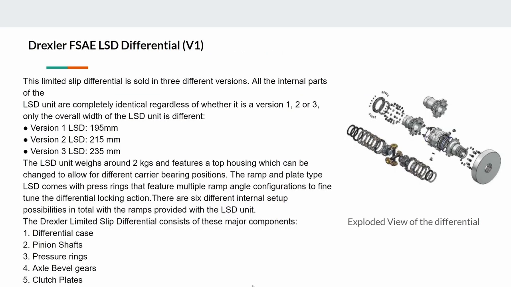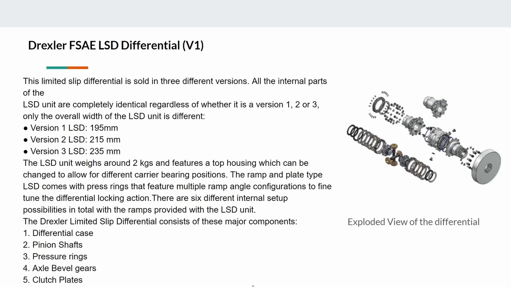Now, the Drexler FSA differential that we use is the version 1. The Drexler LSD is also available in 3 versions, differing only in overall width. The version 1 measures 195 mm, version 2 is 215 mm, and version 3 is 235 mm. Despite these differences, all internal components remain identical across all versions. The unit weighs approximately 2 kilograms.